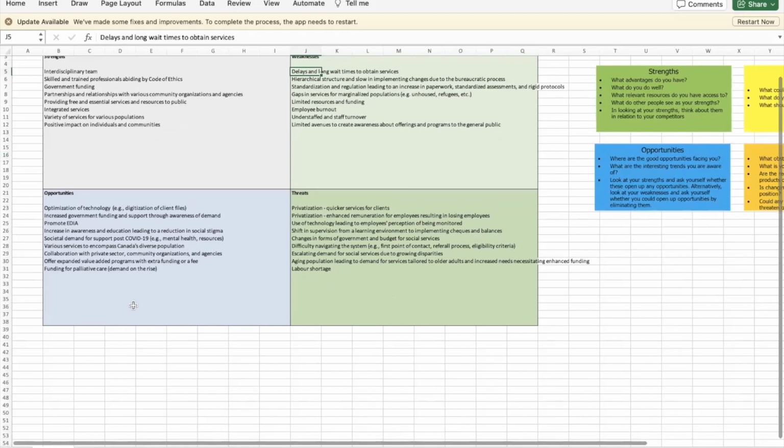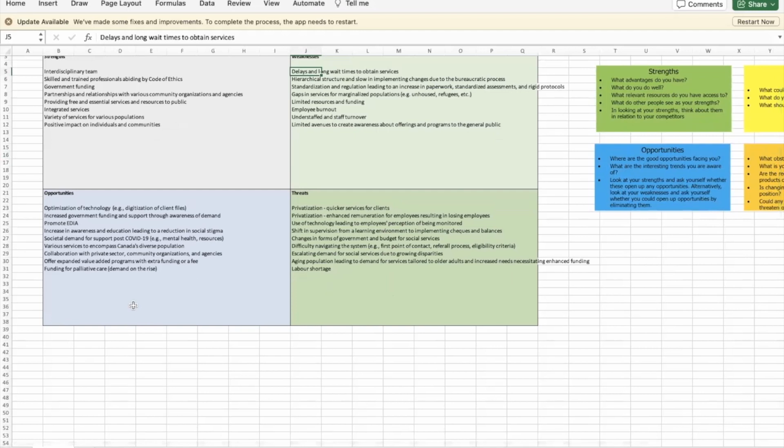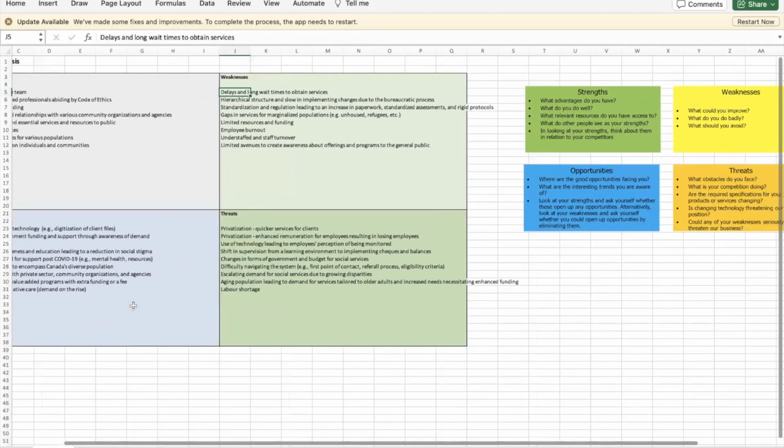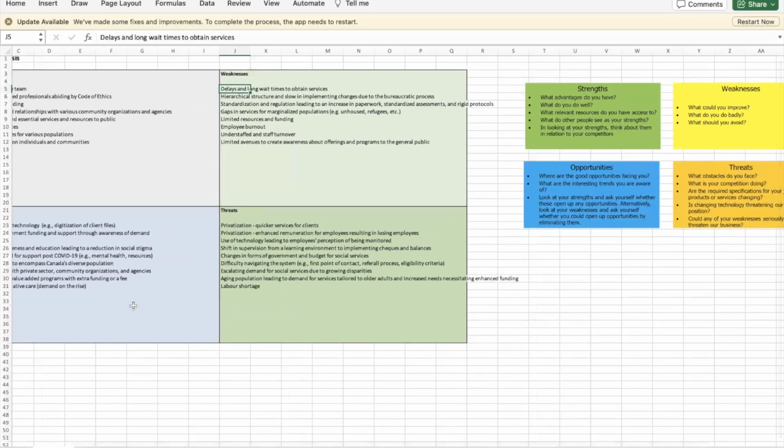In opportunities, you'll find optimization of technology, increased government funding and support through awareness of demand, and promote EDIA, which is equitable, diverse, inclusive, and accessible services. Some threats include privatization, so quicker services for clients, privatization, enhanced remuneration for employees resulting in losing employees, as well as the use of technology leading to employees' perceptions of being monitored.